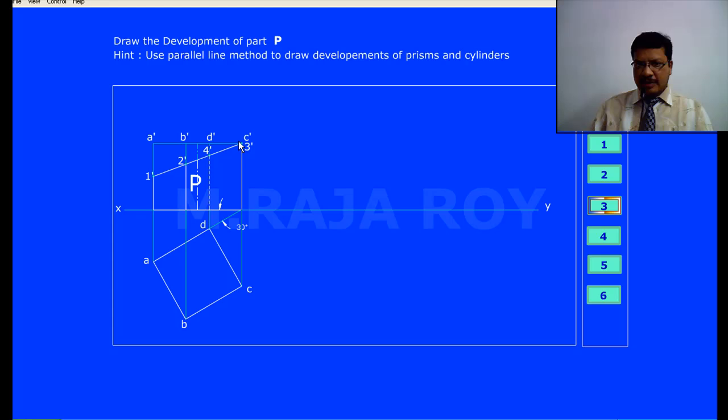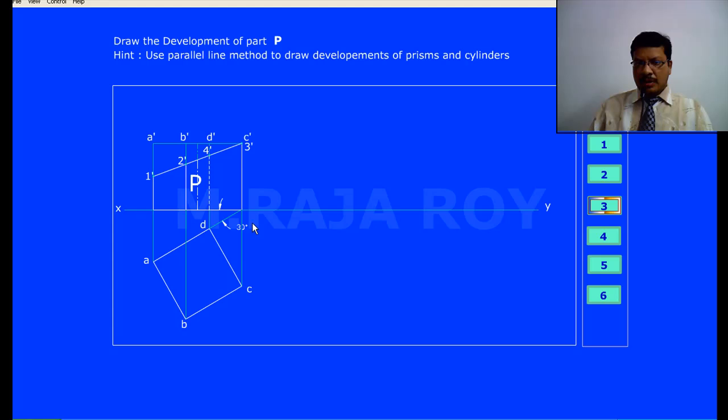Move to the next visible point. So here this cutting plane is cutting this base corner. So here I will get the 3 dash at the base corner. When it is cutting the base corner, no problem. When it is cutting the base edge, then immediately you have to project that to the top view to get the corresponding points in the development. So here it is cutting at the corner, so it is not a problem. Directly you can locate 3 dash here.